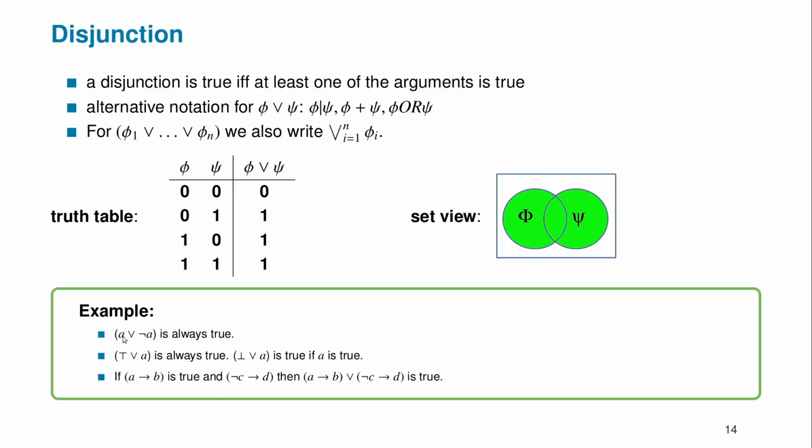Some examples: A or not A is always true. Top or A is always true, because top is always true. Bottom or A is true if A is true, so this depends on the value of A. If A implies B is true and not C implies D is true, then A implies B or not C implies D is also true under a certain assignment.